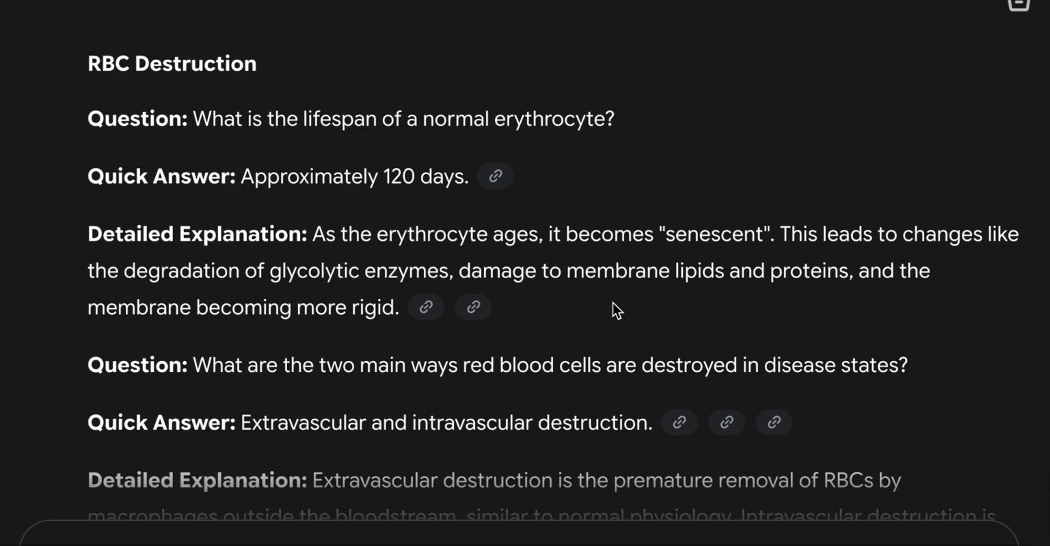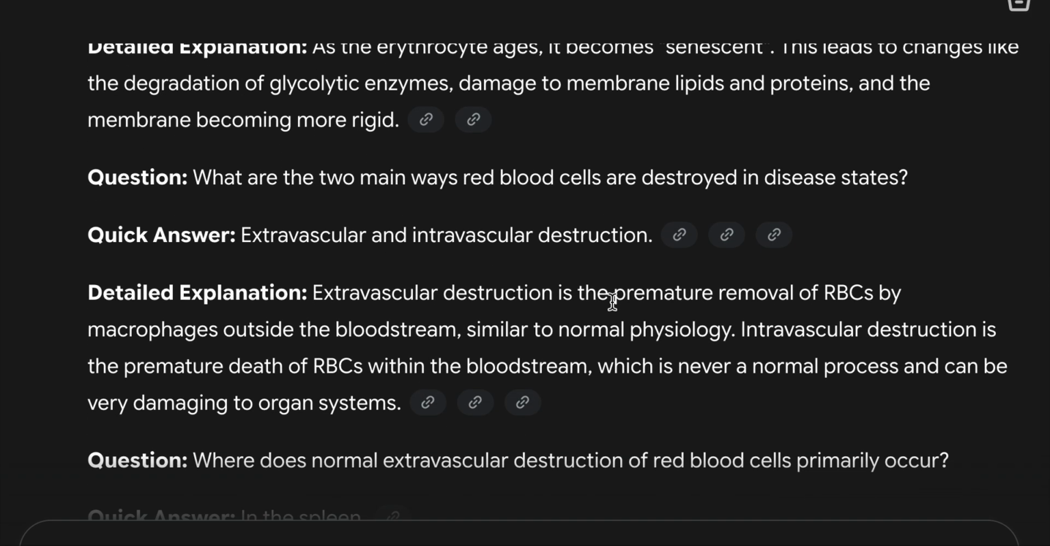There's degradation of glycolytic enzymes, so it's no longer able to produce that ATP through glycolysis. There's damage to membrane lipids and proteins, so that membrane's starting to degrade. And the membrane becomes more rigid itself, so the skeleton's not quite as flexible. What are 2 main ways red blood cells are destroyed in disease states?